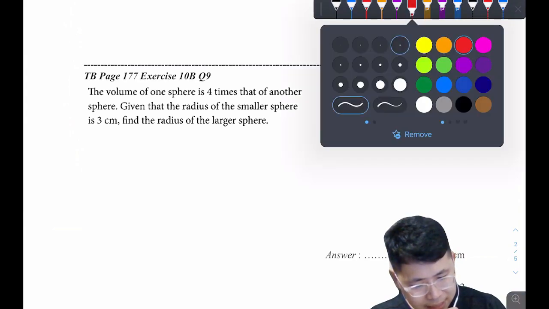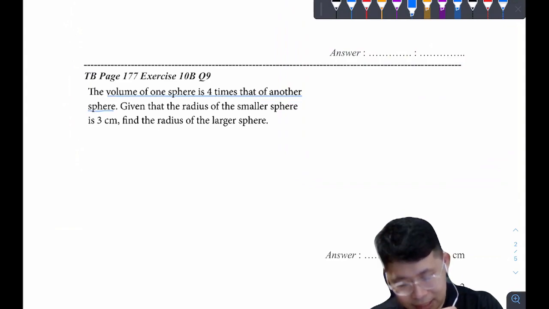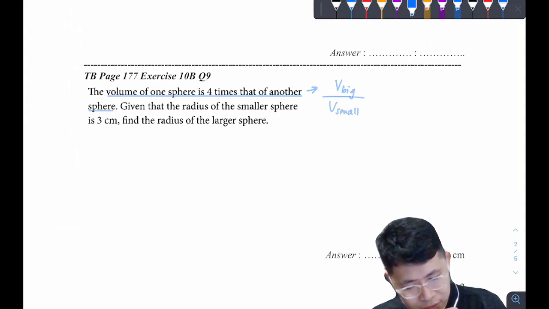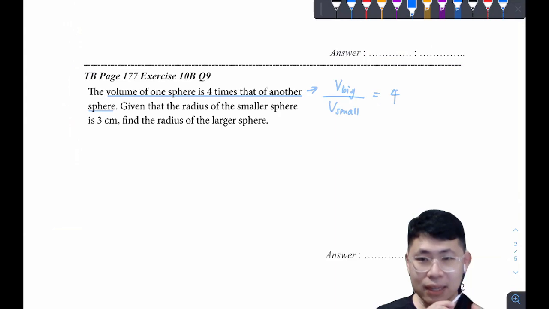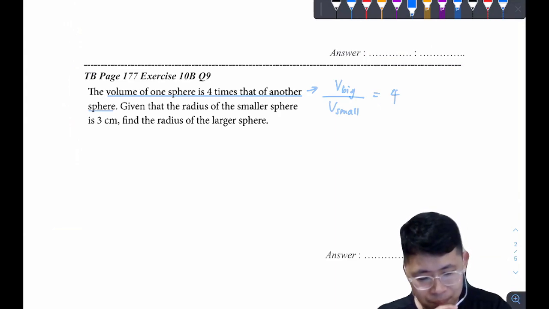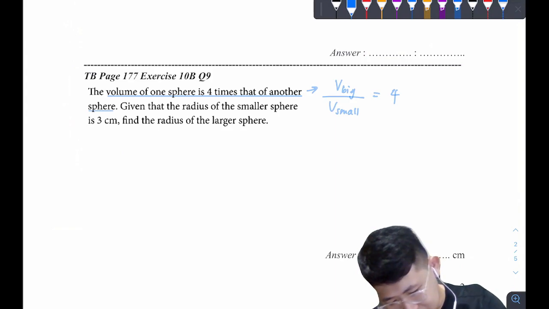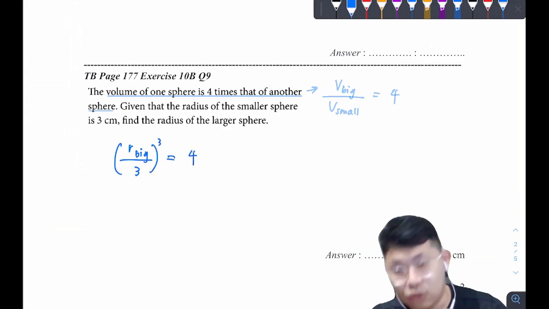It says that the volume of one sphere is 4 times that of the other sphere. What this means is that the volume of the big sphere over the volume of the small sphere is 4. If you multiply across, V big is equal to 4 times the small volume. Given that the radius of the smaller sphere is 3 cm, find the radius of the larger sphere. The radius of the larger sphere over the radius of the smaller sphere, when you cube, is equal to the ratio 4.